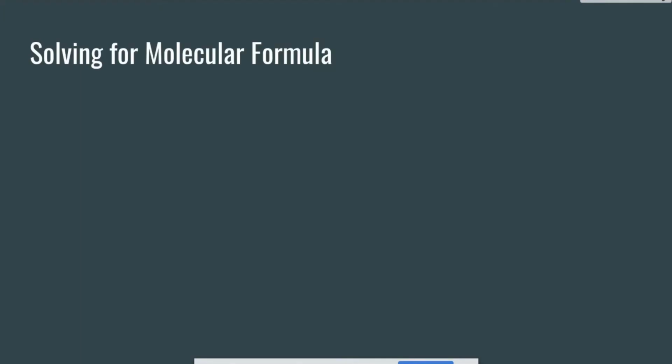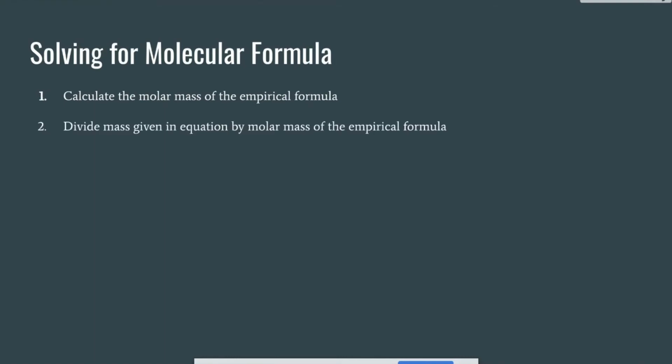Solving for molecular formula. So the first step is to find the molar mass of the empirical formula by using the periodic table. Next, you divide the mass given in the equation by the molar mass found earlier. After that, you multiply the entire empirical formula by this number, and you get the molecular formula.